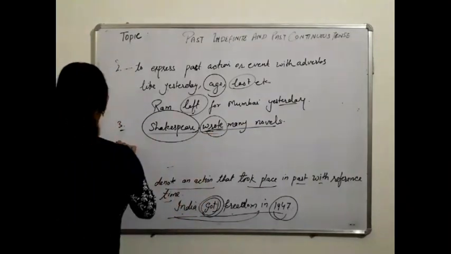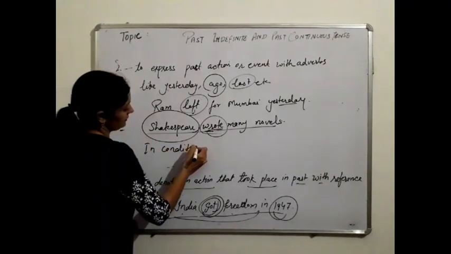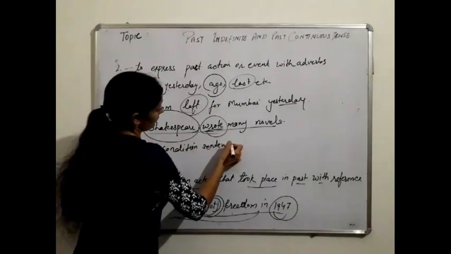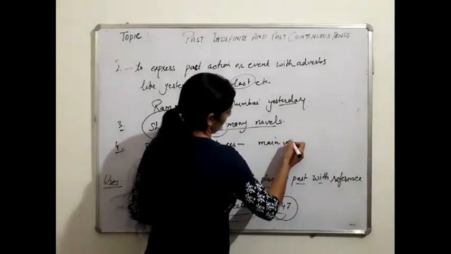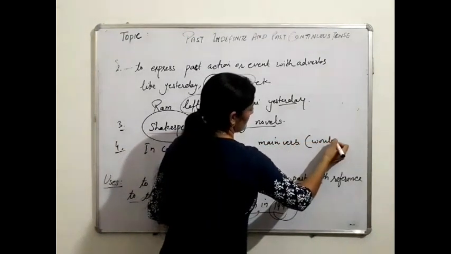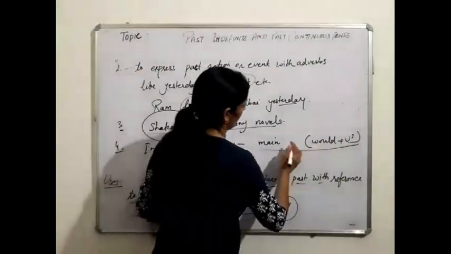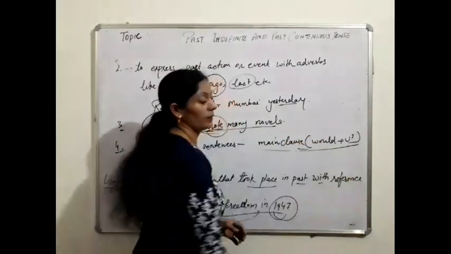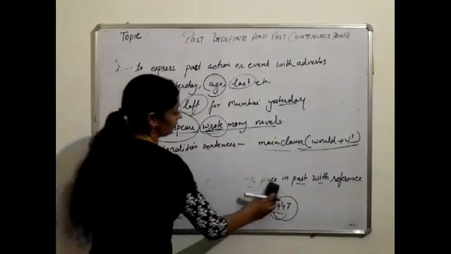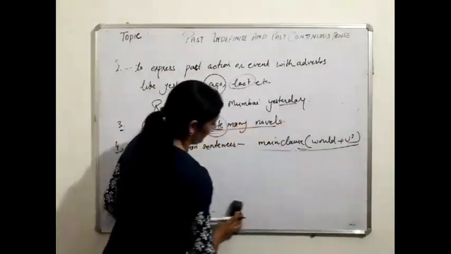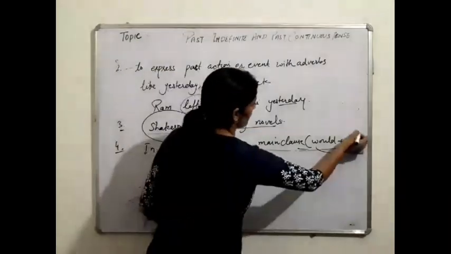Okay. The next one is in conditional sentences. In conditional sentences, if there is would plus first verb in the main clause. In the main clause, if there is would plus first verb, we already did it in present. If there is first verb, then in the main clause we use will or shall plus first verb. And here we are doing it where there is would plus first verb.